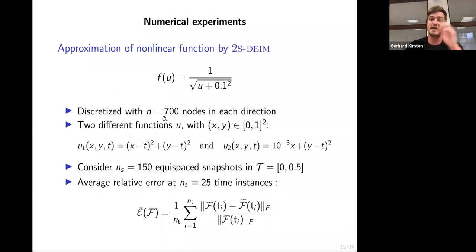So we're dealing with matrices of size 700 by 700, which is 490,000 entries in total that need to be dealt with. And we consider 150 snapshots in the time span. Also, to evaluate the error in the approximation, we considered 25 time instances which were not in the snapshot set, and we average the error at these time indices.